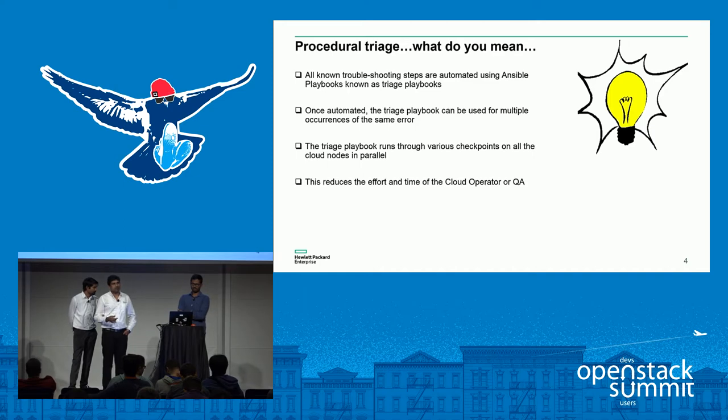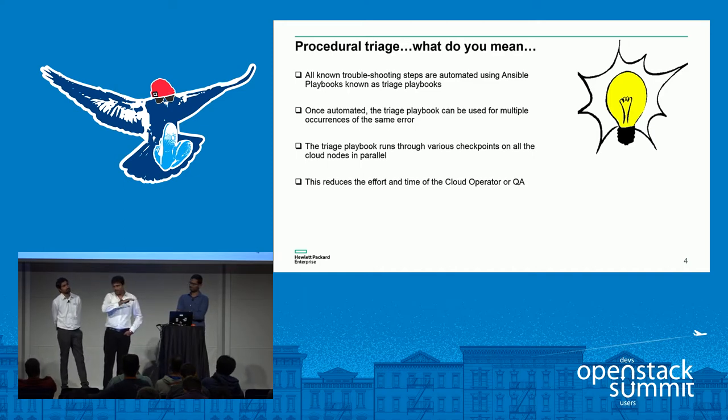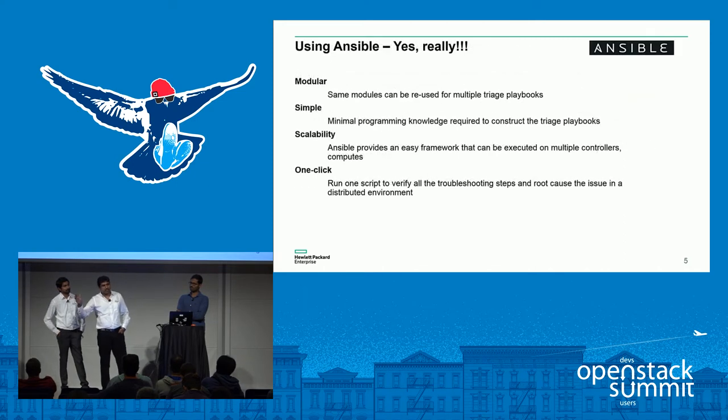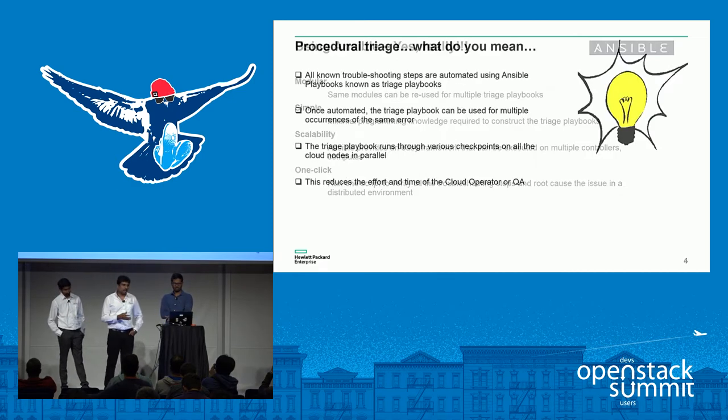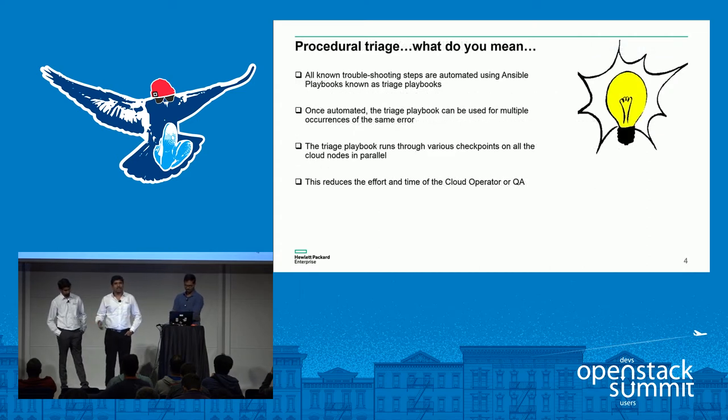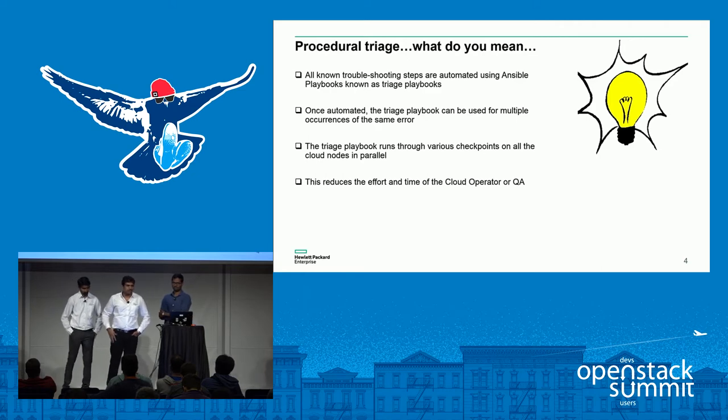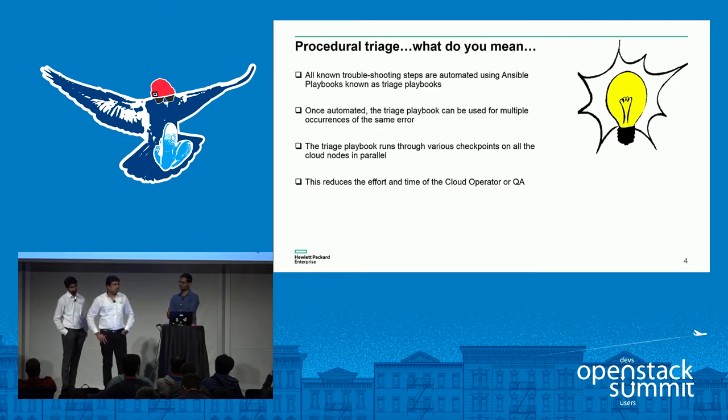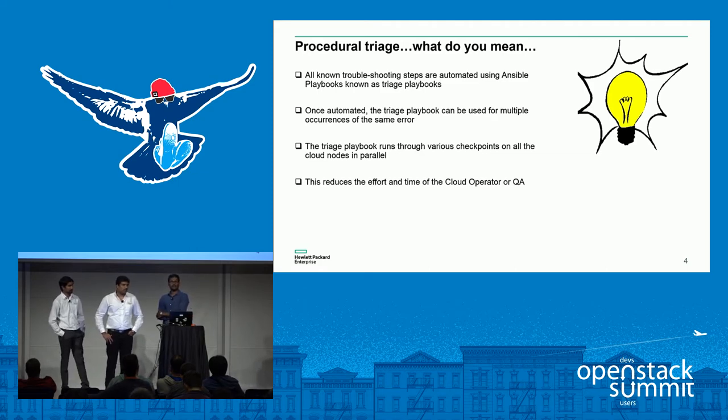We have added all these checkpoints to that specific playbook, and it runs in parallel on each and every component related to that specific issue. Say it's a Nova failure, it runs in parallel on all the dependent logs and services, collects all the information, and puts out in front of you exactly where the issue is in no time. This will reduce the effort and time for any engineer or operator who uses it.